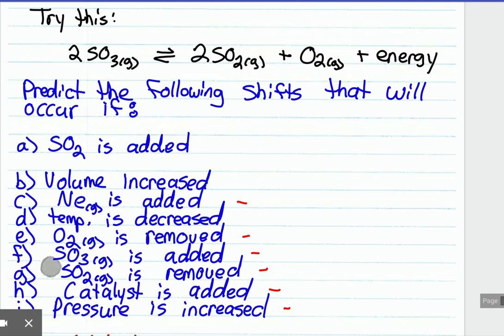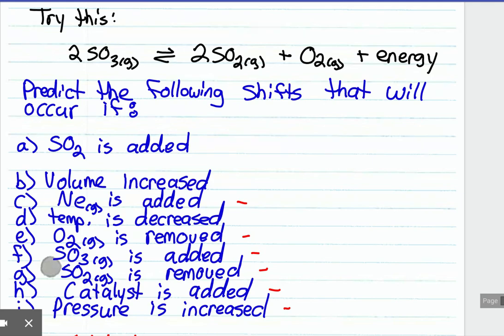So hit pause, copy this out, and try to predict the shift. Decide if it's going to go right or left. And when you've done that, go ahead and hit play back and check your answers. Okay, let's take this up.